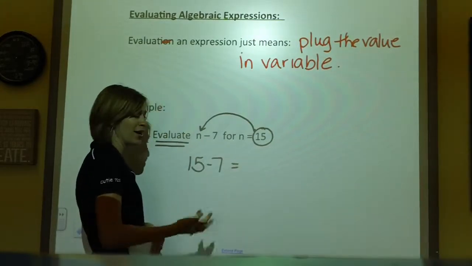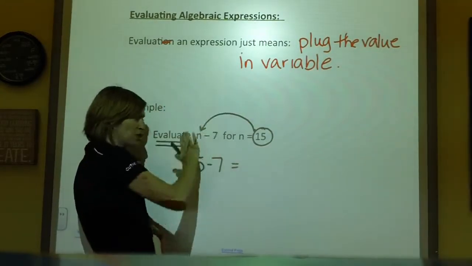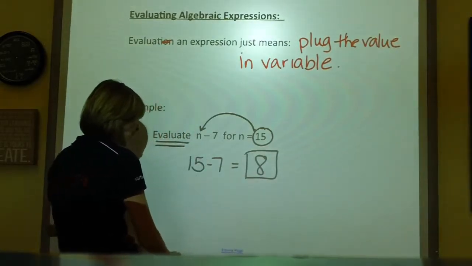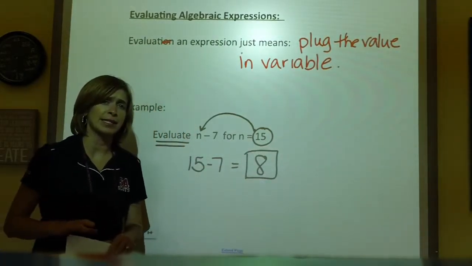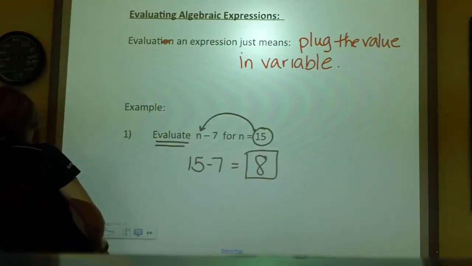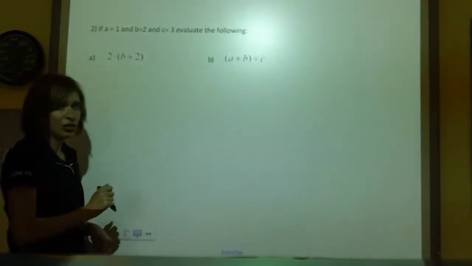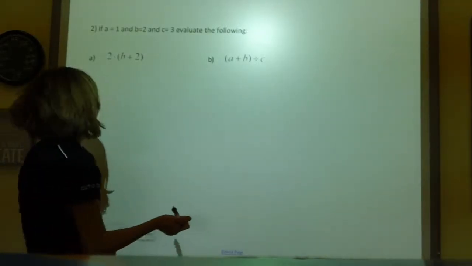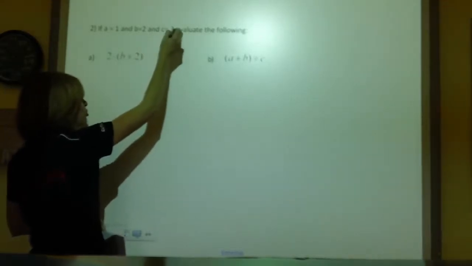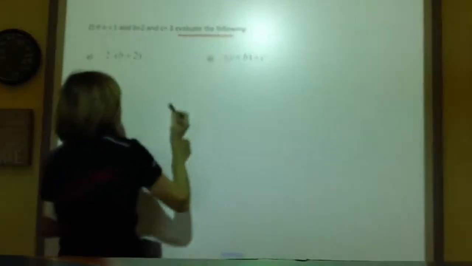And when we evaluate it, it means simplify it. So substitute, then simplify, and we get the number 8. That's all evaluating is. Okay, now we're going to put it all together. We're going to make it a little bit harder, okay? We're going to evaluate and then follow our order of operations. If A equals 1 and B equals 2 and C equals 3, we're going to evaluate the following.